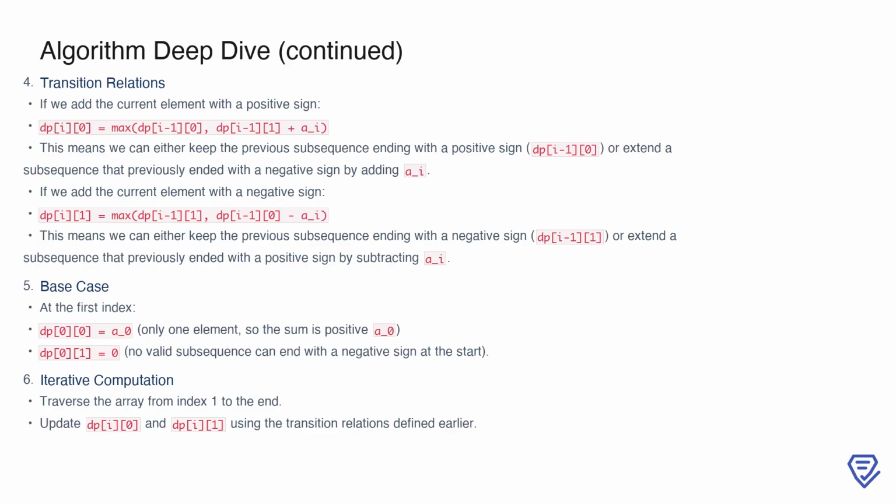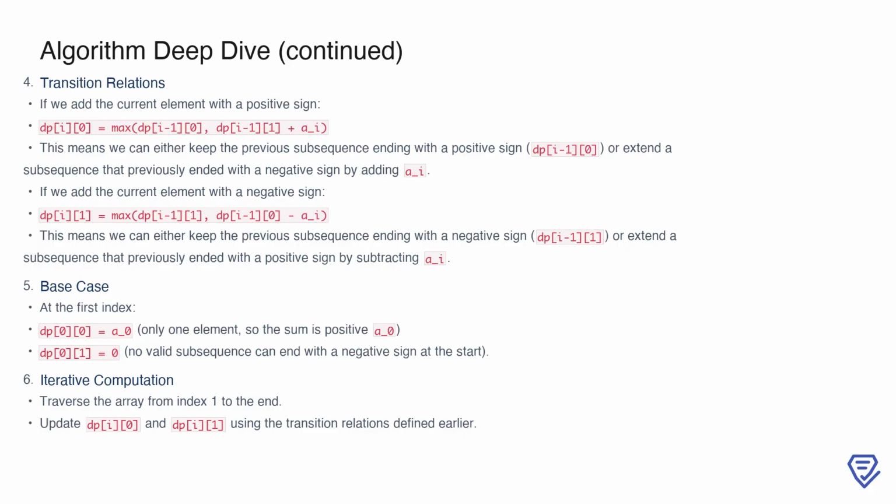Similarly, if we decide to add the current element with a negative sign, the value of dp[i][1] is updated as the maximum of either keeping the previous subsequence ending with a negative sign, dp[i-1][1], or extending a subsequence that ended with a positive sign by subtracting a_i. This is written as dp[i][1] = max(dp[i-1][1], dp[i-1][0] - a_i).